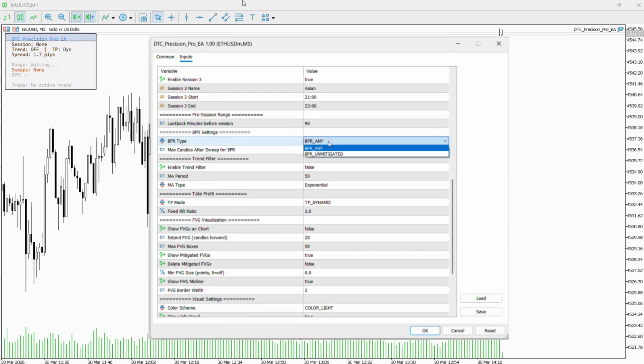BPR type. Any means both FVGs just need to overlap. Unmitigated is stricter. The first FVG can't be touched before the second one forms.